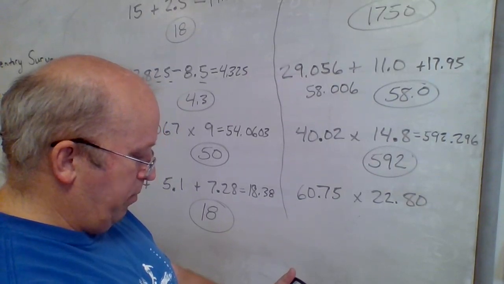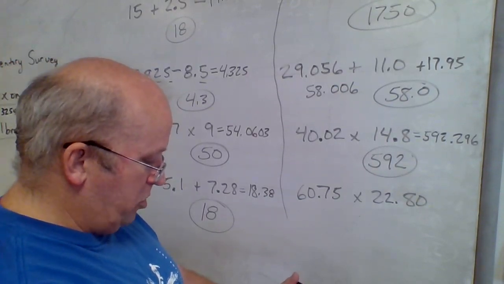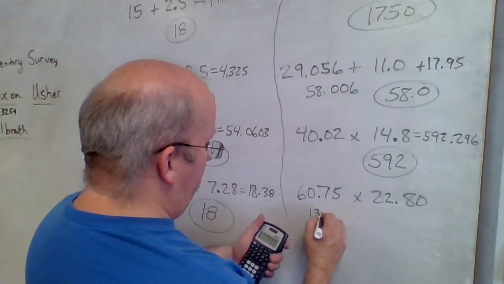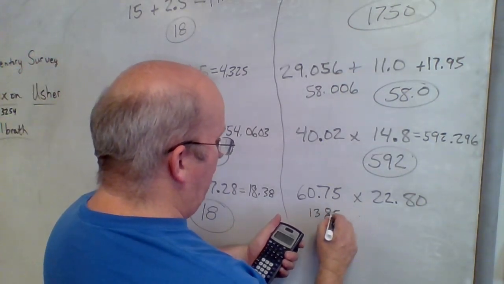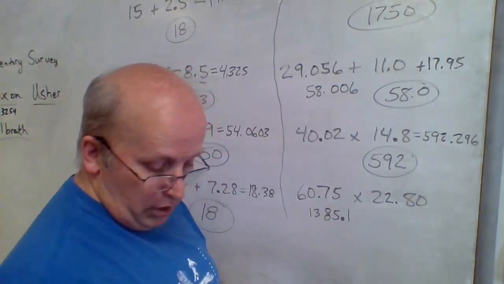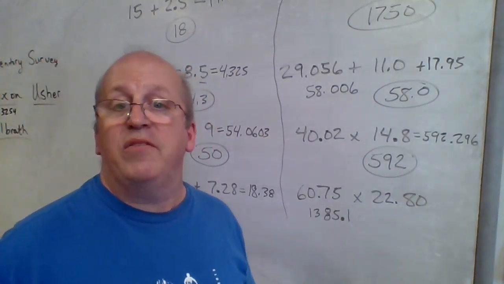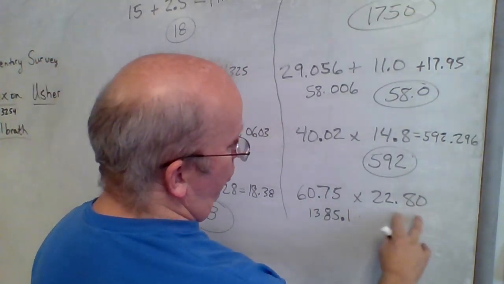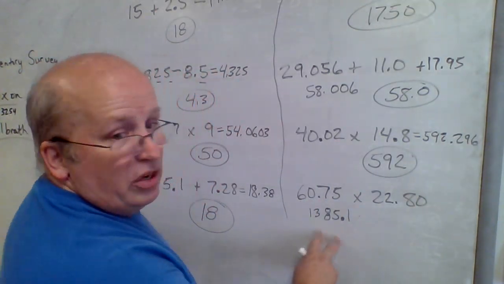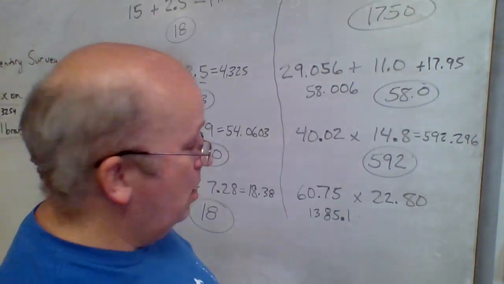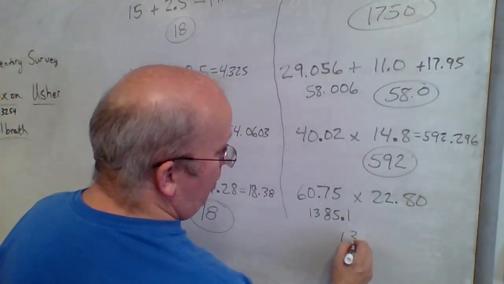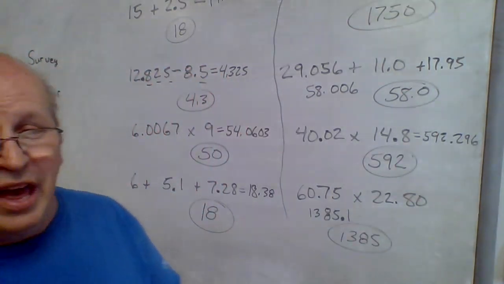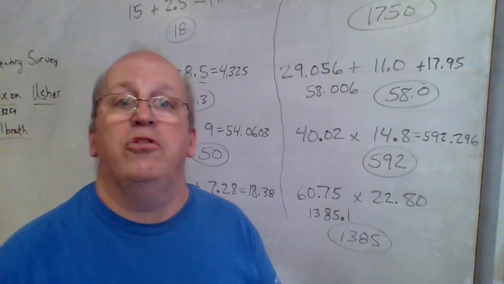And finally, our last one on the bottom here, also a multiplying problem. We've got 60.75 times 22.80, and I get a total of 1,385.1. But again, look at the rules on the top of 592. This has 4 significant digits. This has 4 significant digits. So our answer needs to have 4 significant digits. And our answer then becomes 1385, because that's the closest number that has 4 significant digits.